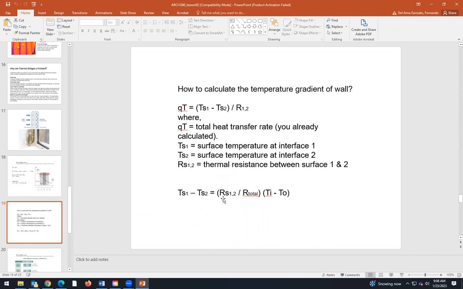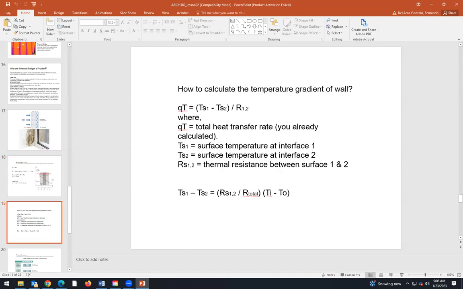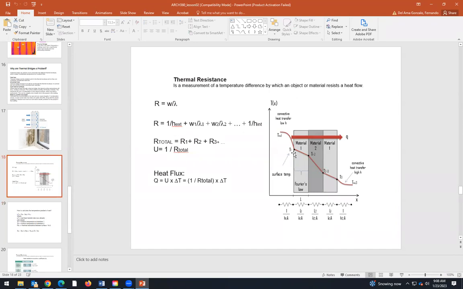Okay, so this is the formula. Let's analyze this formula. The R total is the total thermal resistance. We add up all these thermal resistances, and this is the R total. The R S12 is the thermal resistance of one layer between surface 1 and surface 2. If this is surface 2 and this is surface 3, that would be the thermal resistance of this material.